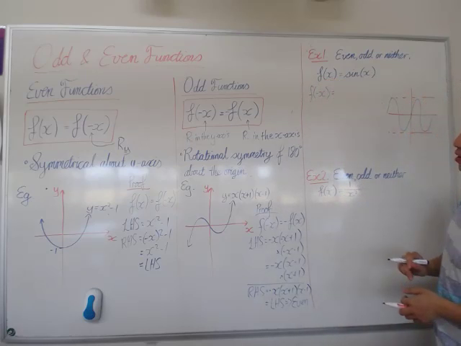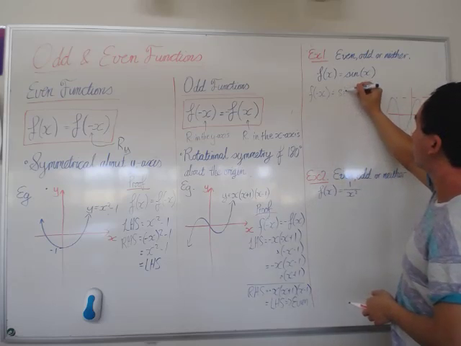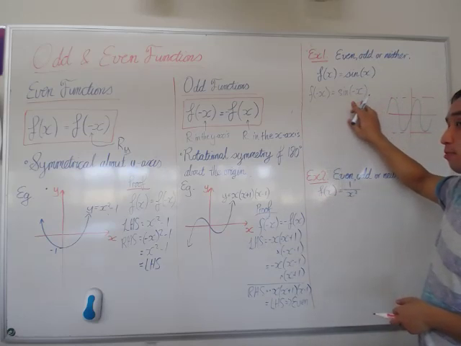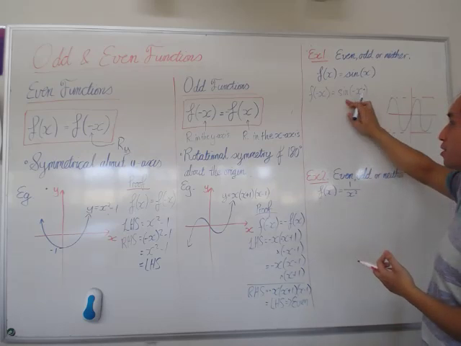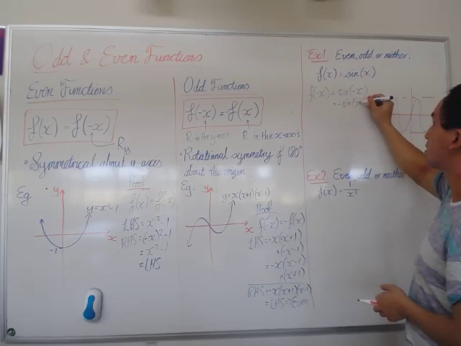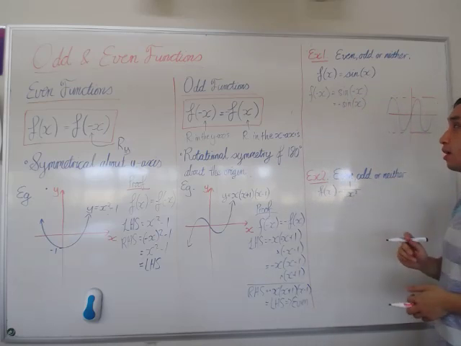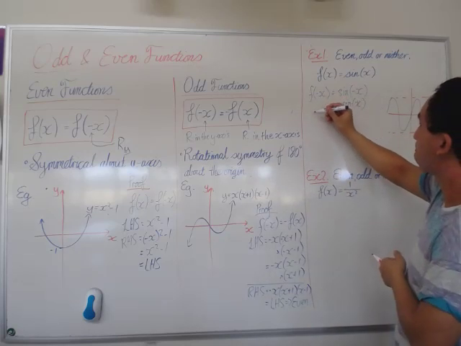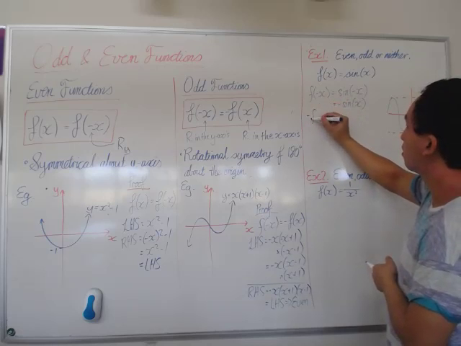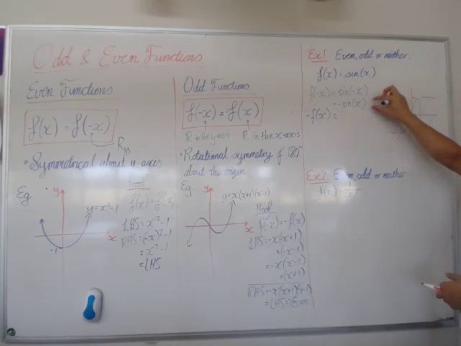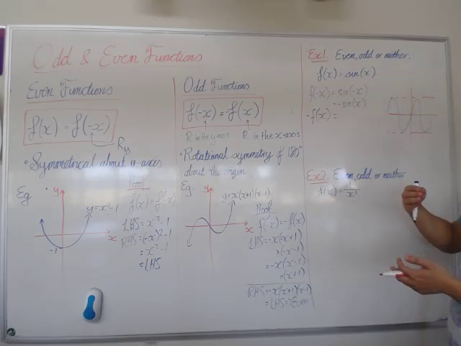So f of negative x. Now we're just putting a negative sign inside our bracket. So we have sine of negative x. Through your unit circle, you know that sine of negative x is also equal to negative sine x, since it's in the fourth quadrant, if x is, of course, between 0 and pi on 2. Now if you have negative f of x, and we're doing this because we already know that negative sine of x isn't equal to positive sine of x. Those two are quite different, so it can't be an even function.